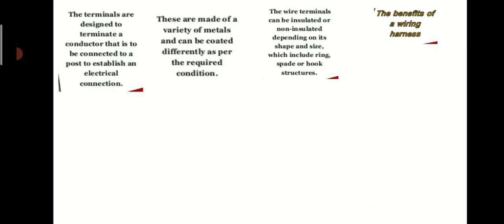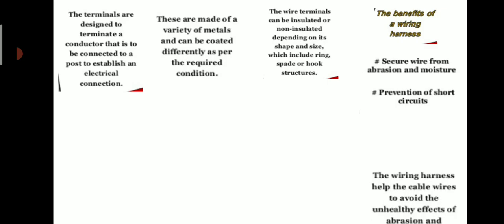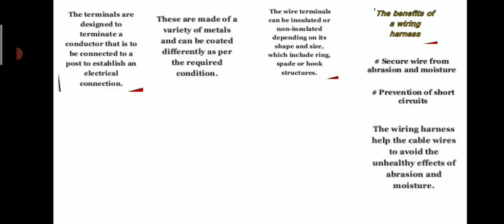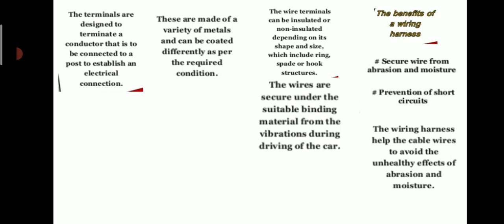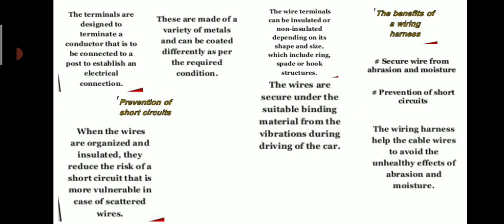hook structure. The benefits of wiring harness: first is secure wire from abrasion and moisture, prevention of short circuits. The wiring harness helps the cable wires to avoid the unhealthy effects of abrasion and moisture. The wires are secure under suitable binding material from the vibrations during driving of the car. Prevention of short circuits. When the wires are organized and insulated, they reduce the risk of short circuit that is more vulnerable in case of scattered wires.